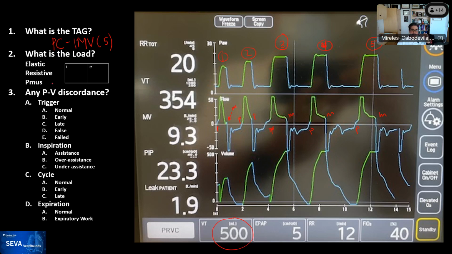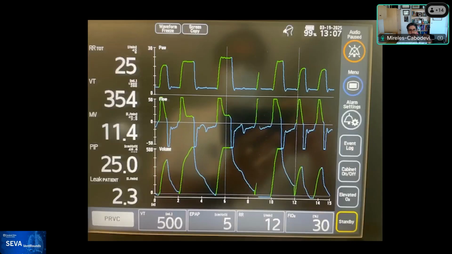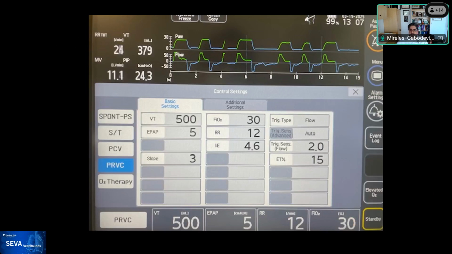Yeah, excellent. So this would be adaptive, and likely adaptive too. Let me just show you, there's another breath sequence. But here's the screen with the settings for this mode, which helped me because this was the first time that I had interacted clinically with this ventilator.